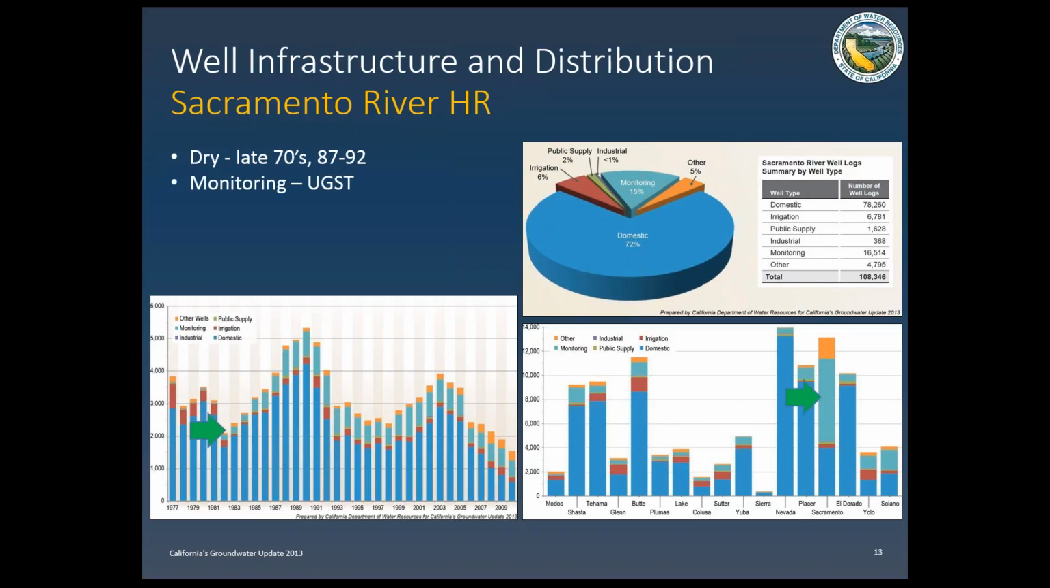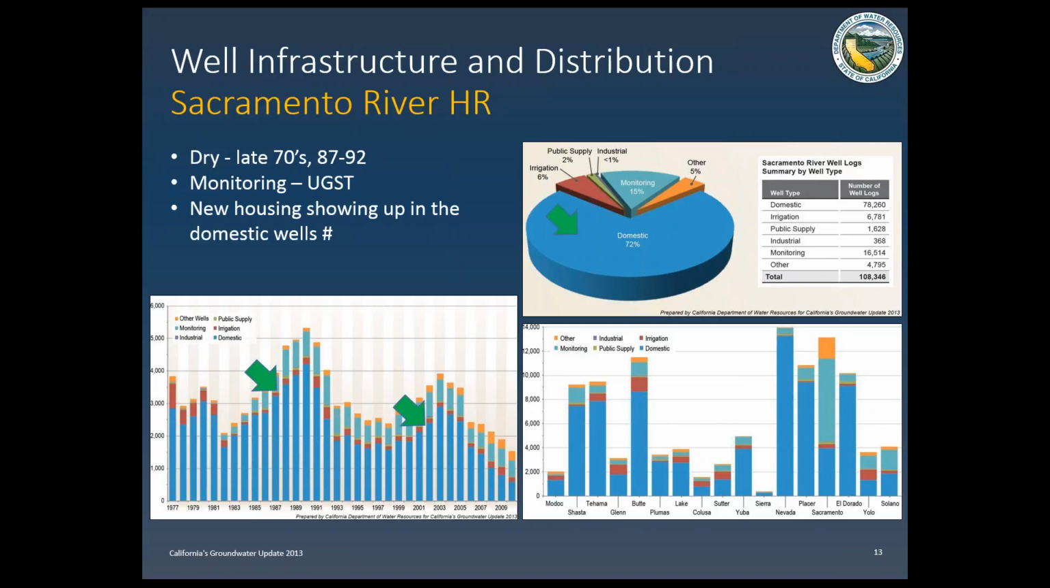Monitoring wells: we don't have nearly as many major cities around the Sacramento River hydrologic region, but we do have some monitoring going on, and you can see it also begins in the early 90s. New housing wells are showing up much more prominently in the Sacramento River region. You can see huge spikes in the domestic wells in both the late 80s into the early 90s as well as the early 2000s.